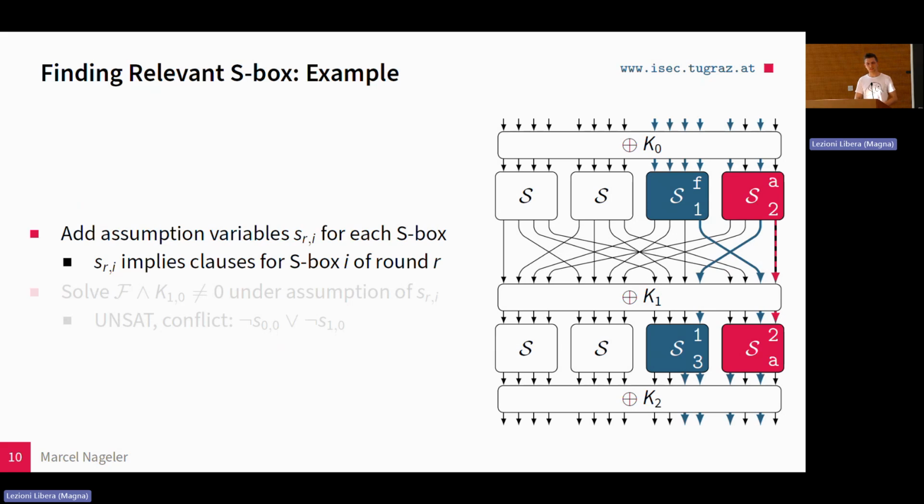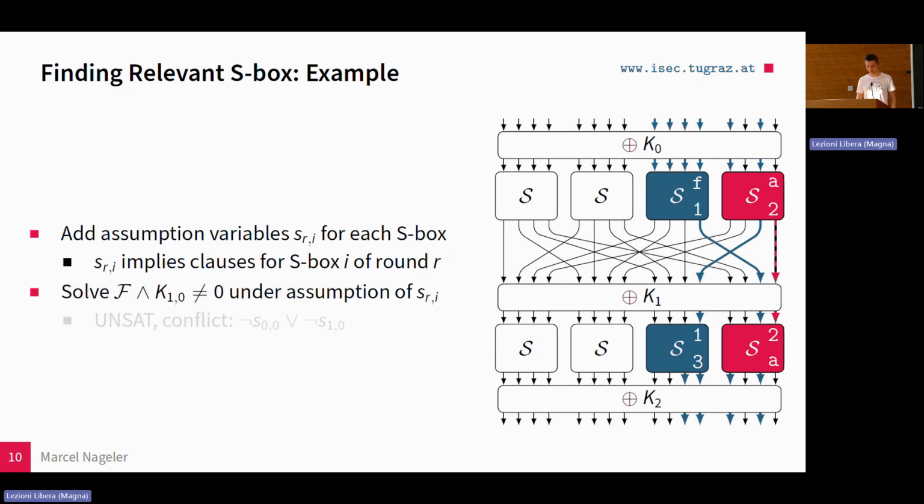So we add an additional variable for each S box. We call it S_R,I, for round R and index I. And if this variable is 0, then essentially all the clauses for this S box are removed from the CNF. If the variable is 1, the clauses are present as normal. So this is like a normal implication relation.